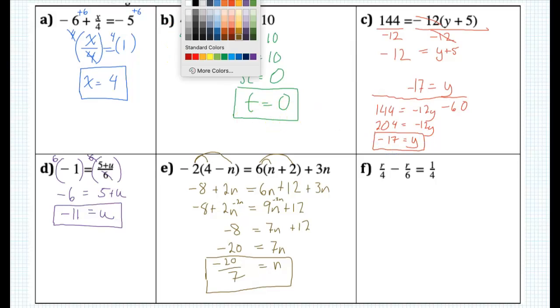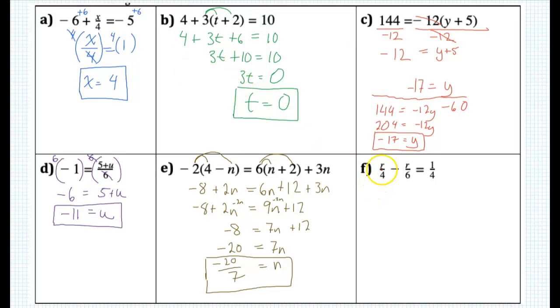Okay, well, let's pick another color, last one. Oh, I'm running out of colors here. Let's go with maroon.